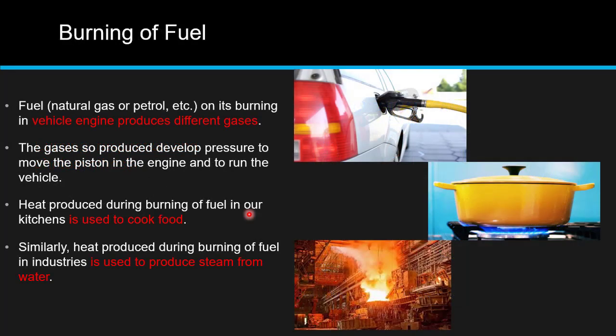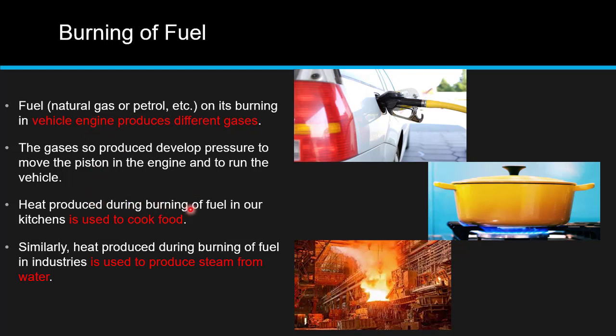First of all, we are going to discuss the burning of fuel, which is very important in our environment. Fuel, for example, natural gas, petrol, these are all different kinds of fuels. So these fuels on burning in a vehicle engine produce different gases, because we use petrol in our cars or car engines, which when burned produces different gases. Now what do these gases do? The gases so produced develop pressure to move the piston inside the engine to run the vehicle, which means a vehicle can only run when there is a burning of fuel.